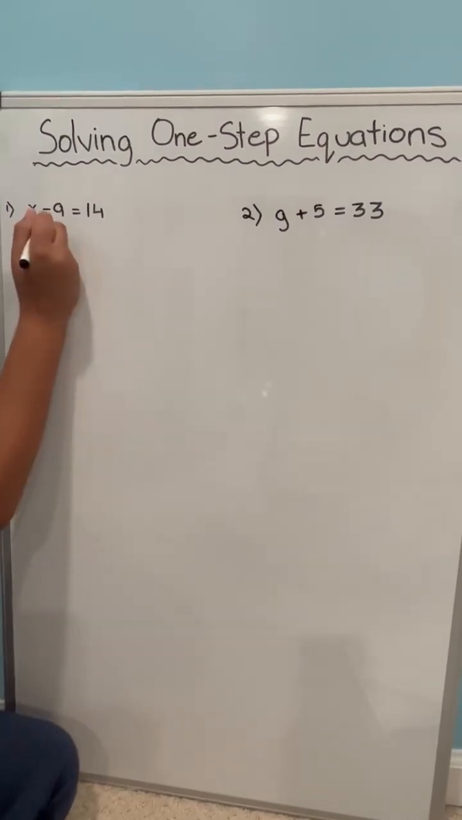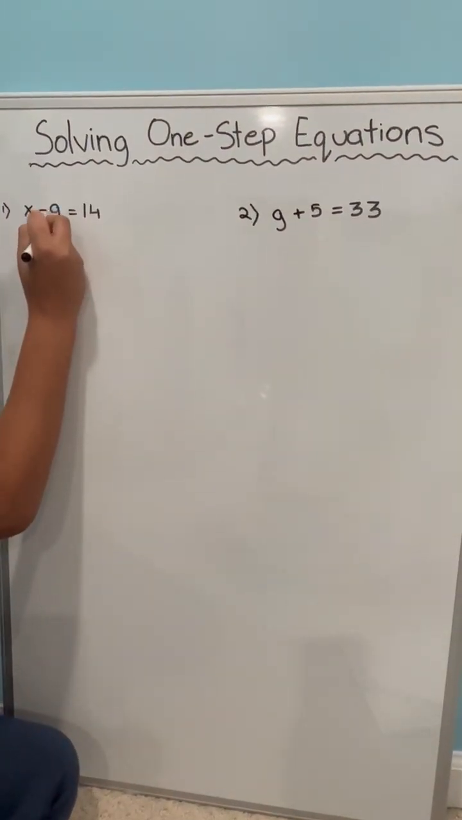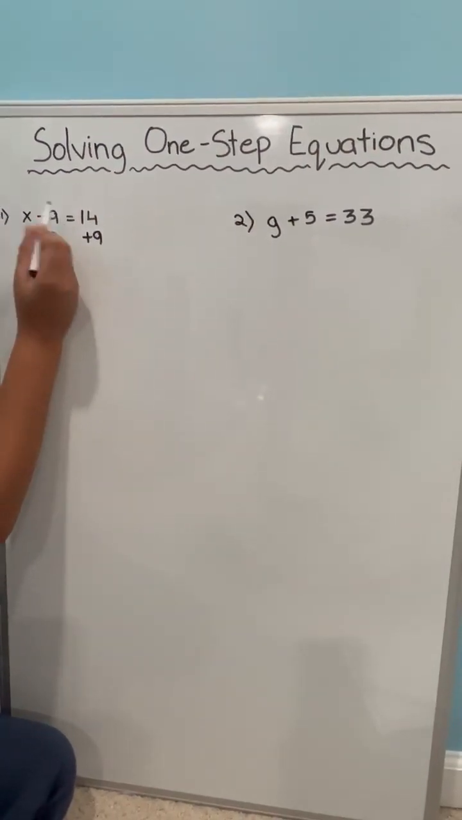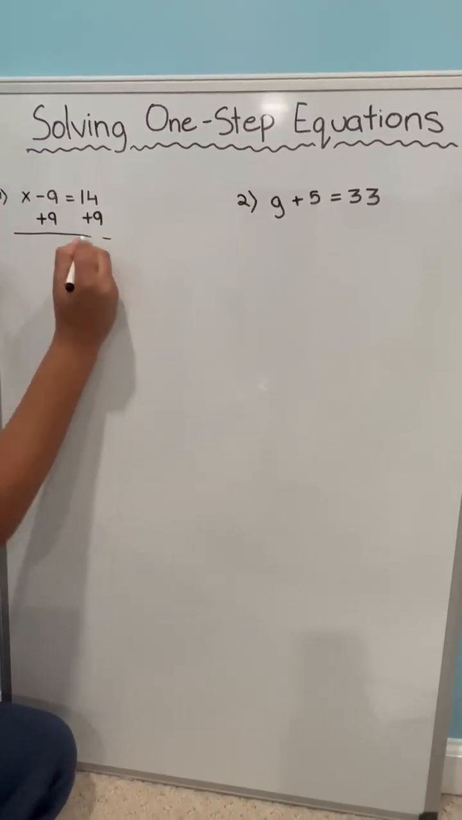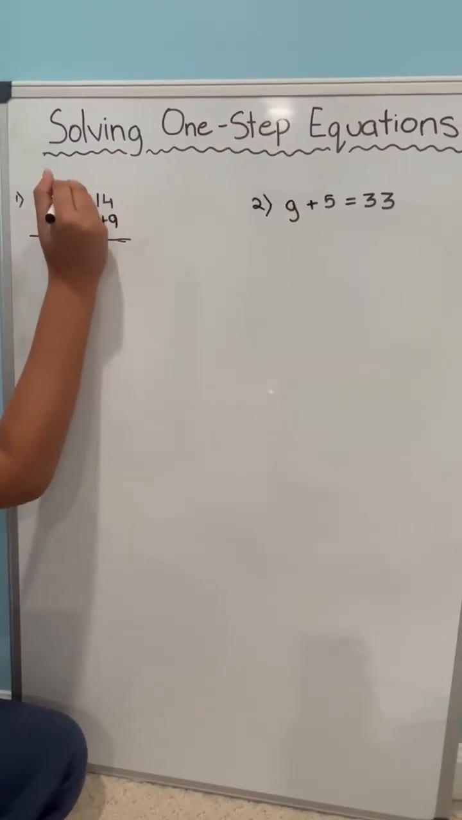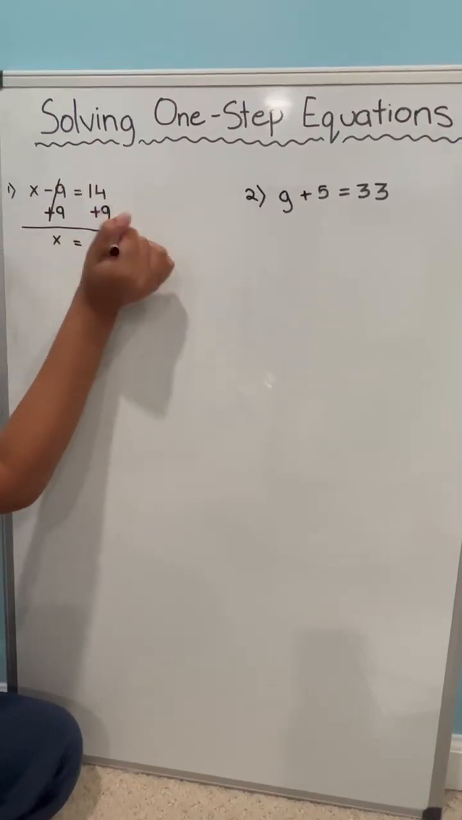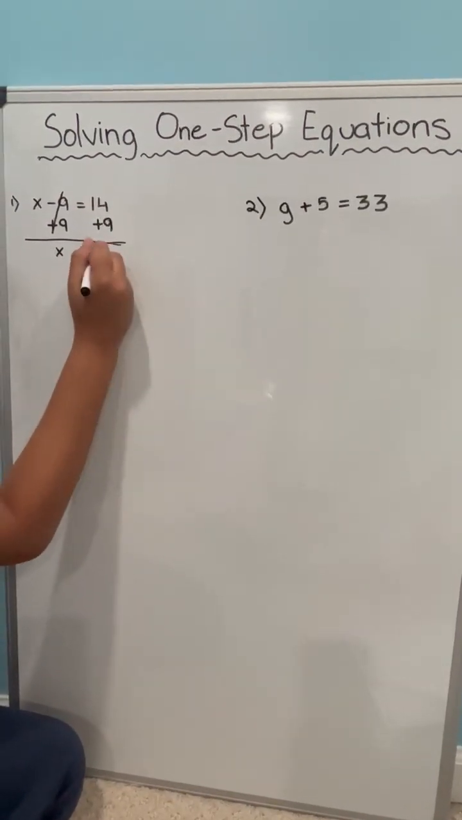So to do this, you have minus 9 here. If you just do plus 9 to both sides, you are already isolating x on this side, because minus 9 plus 9 equals 0. So you cut these out, and then there's x. Then you just simply add 14 and 9, which is 23.